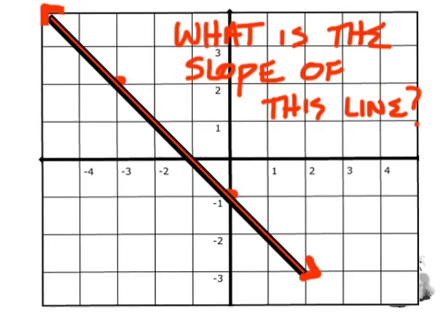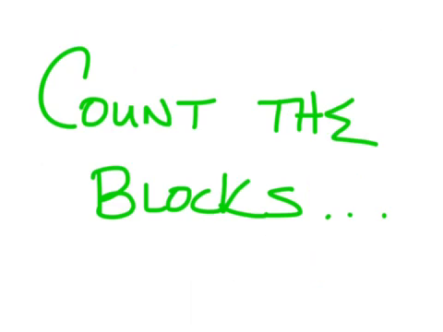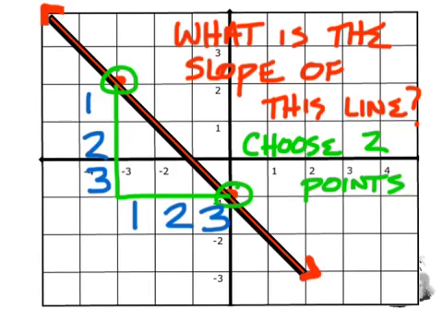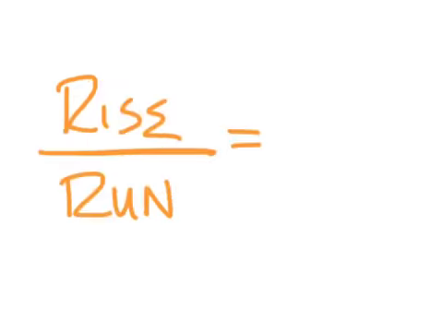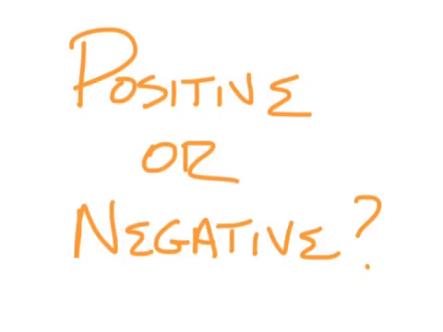Example number 2. What is the slope of this line? Choose 2 points. Here are the 2 points that I've chosen. Make a triangle. Count the blocks. We have 3 on the up and down side. Now, how many blocks are on the bottom side? 3 of them. So the rise is 3 and the run is 3. Rise over run equals 3 over 3.